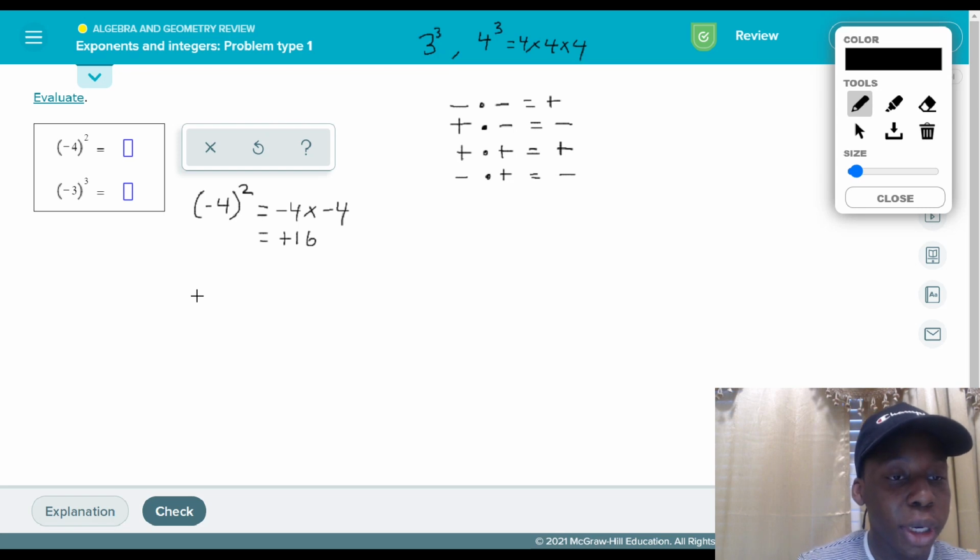The next question is minus 3 to the power of 3. Let me put that down. This is minus 3 to the power of 3, and we know that the exponent here is a 3.